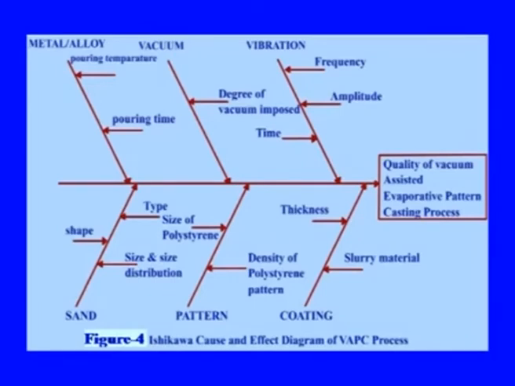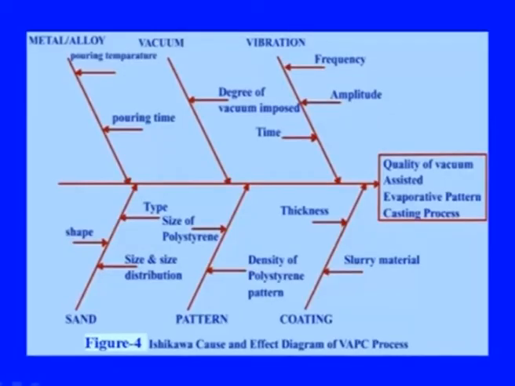In order to identify the important process variables affecting the quality of the vacuum assisted evaporative pattern casting process, an Ishikawa cause and effect diagram is constructed as shown in figure 4. This is the Ishikawa cause and effect diagram, which shows the relationship of different variables that finally affects the quality of the process product.